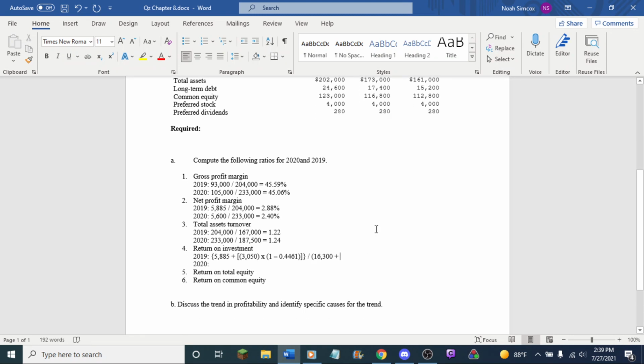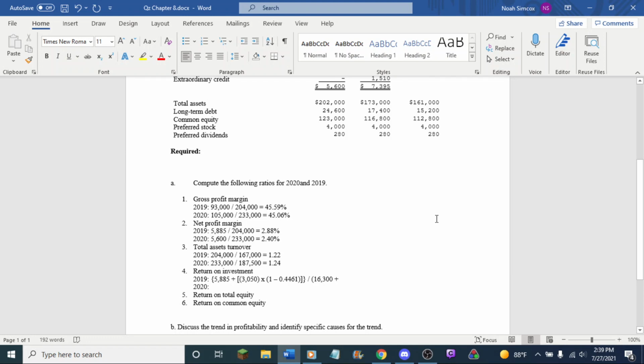We're gonna just do one at a time. Okay, so first we have common equity. What's the average of the 2 years for common equity? Common equity, we have 112,800 plus 116,800 divided by 2. So we have 114,800 plus, now preferred stock. There's only two things to add, common equity and preferred stock. Its preferred stock is 4,000 for both.